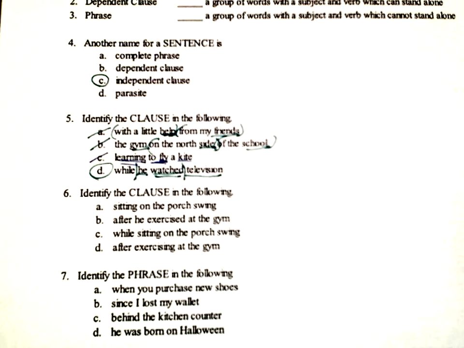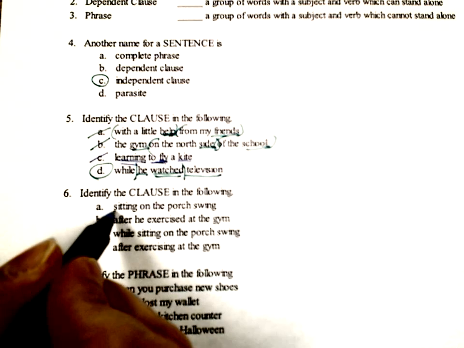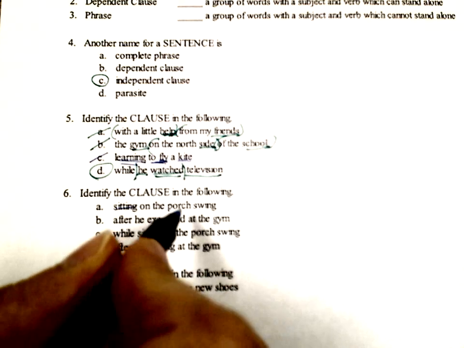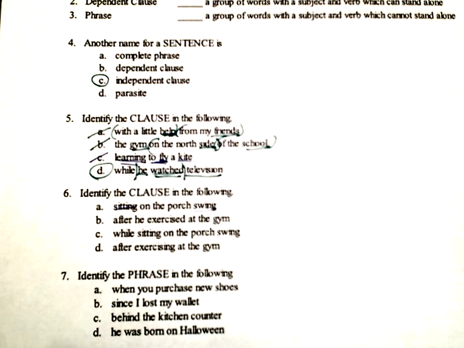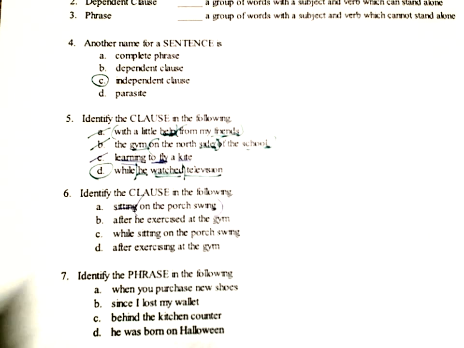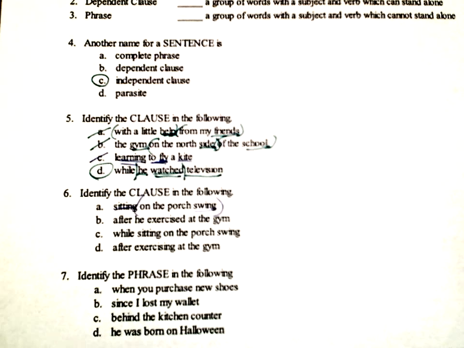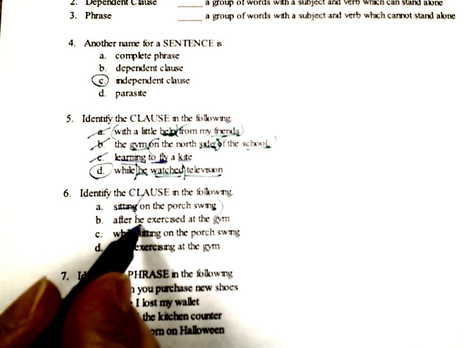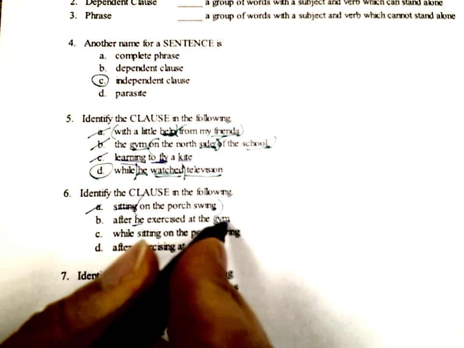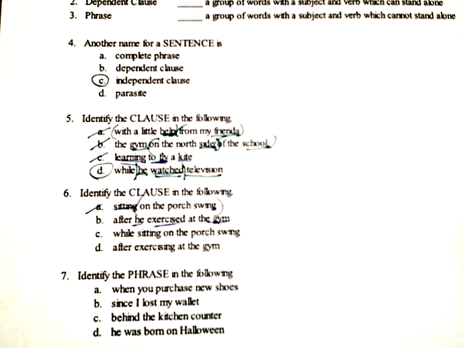All right, we do the same thing on the next one, starting with sitting on the porch. Well, we don't know who's sitting on the porch. So we have sitting, which is a verb, and we have porch swing, which is a place. It's actually a prepositional phrase. So we have nothing more than a verb and a prepositional phrase. So it cannot be a clause. The next one says, after he exercised at the gym, we have he, that's a pronoun, gym, that's a noun, and exercising or exercised. And we do actually know who's doing the exercising, so he exercised.